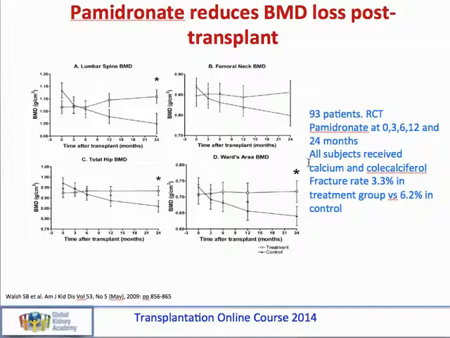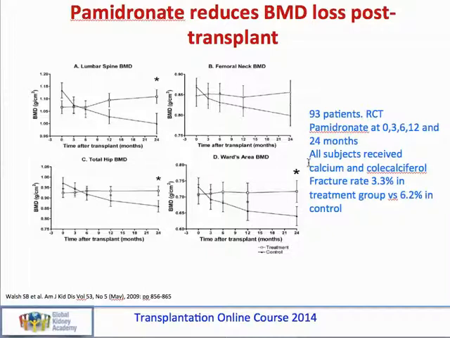This is a more recent study published a few years ago now from the UK, from London and some centres around the country. And this was a study looking at pamidronate and its impact on bone mineral density after transplantation. So there's 93 patients in this randomised controlled trial. All subjects, interestingly, got calcium and cholecalciferol, and they got pamidronate at 3 monthly intervals for the first year, and then further treatment at 2 years.